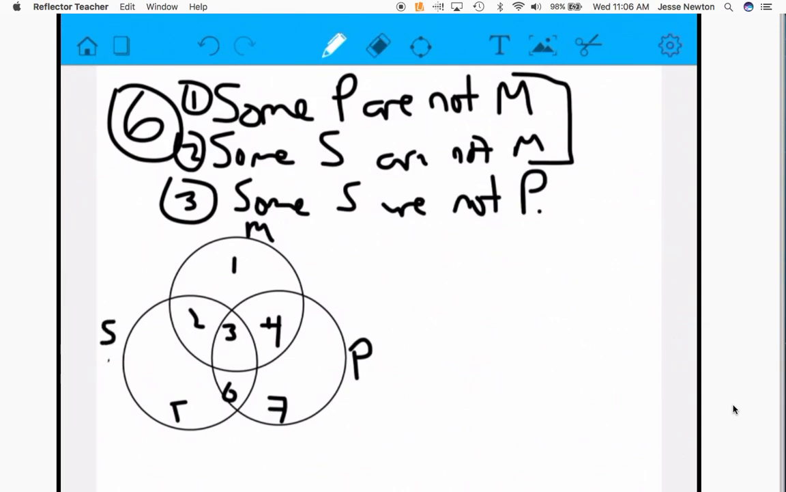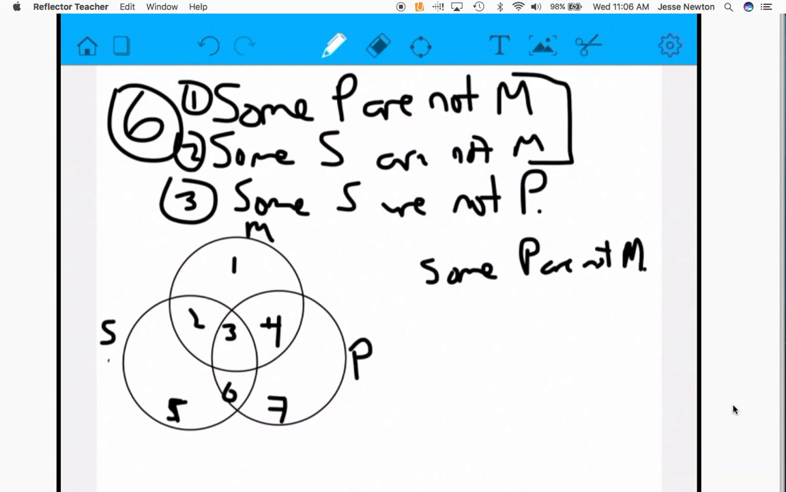But we're not given a universal premise. And I'll tell you, heads up, I haven't even diagrammed this yet, and already I know this argument's invalid. You always have to have at least one universal premise. But we're going to begin with premise number 1. Some P are not M.